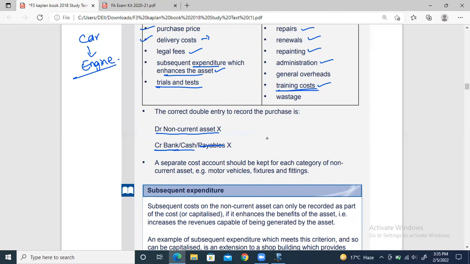Okay. All right. Now a separate cost account should be kept for each category of non-current asset. That means each non-current asset will have a separate T account. Like car will have a separate one. For example, machine will have a separate one. Land will have a separate one. So everything will be separately calculated.